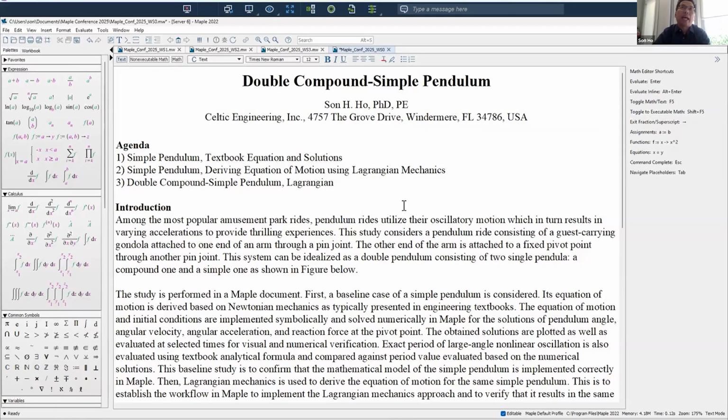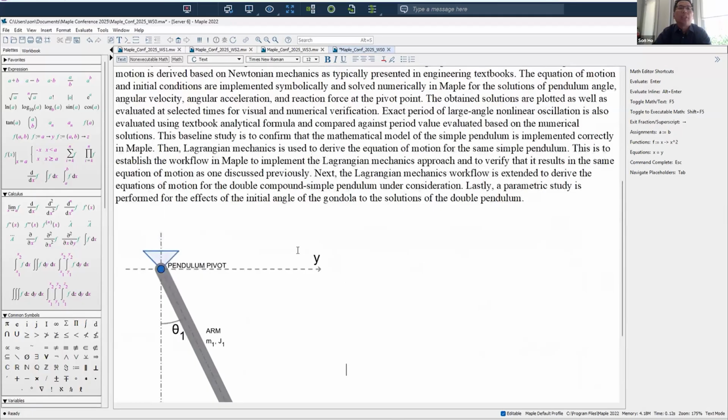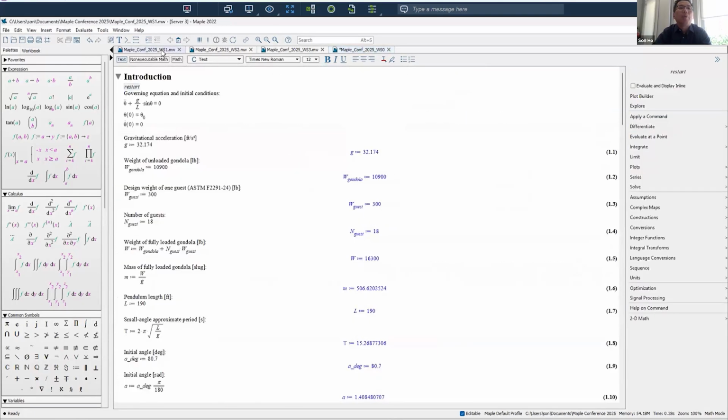One is compound, meaning that it accounts for the moment of inertia of the link. And the second one is a simple pendulum, which is a concentrated mass at the end of the arm, which is this one. So the first link is the gray area here, which is the arm, and the second link is the one with the red dot. So I will share with you. These are the textbook problems.